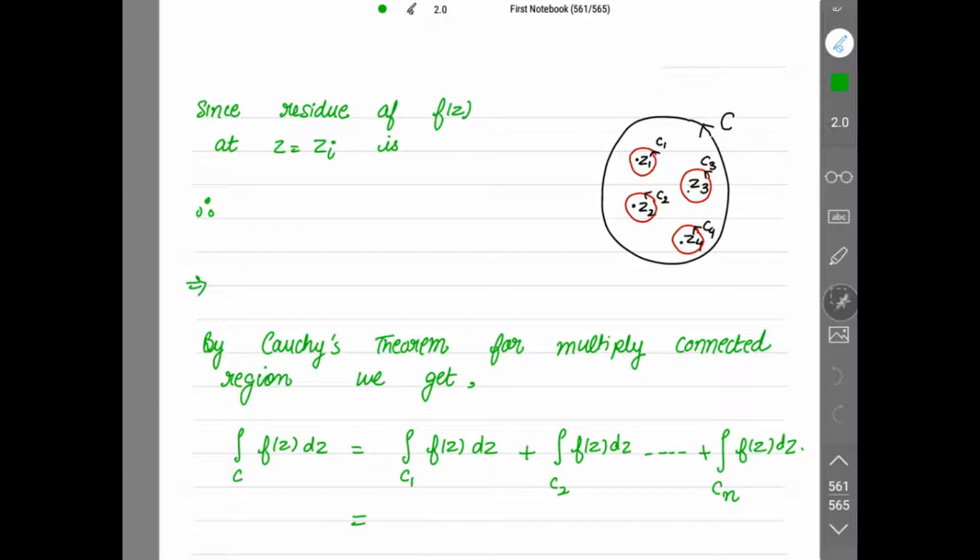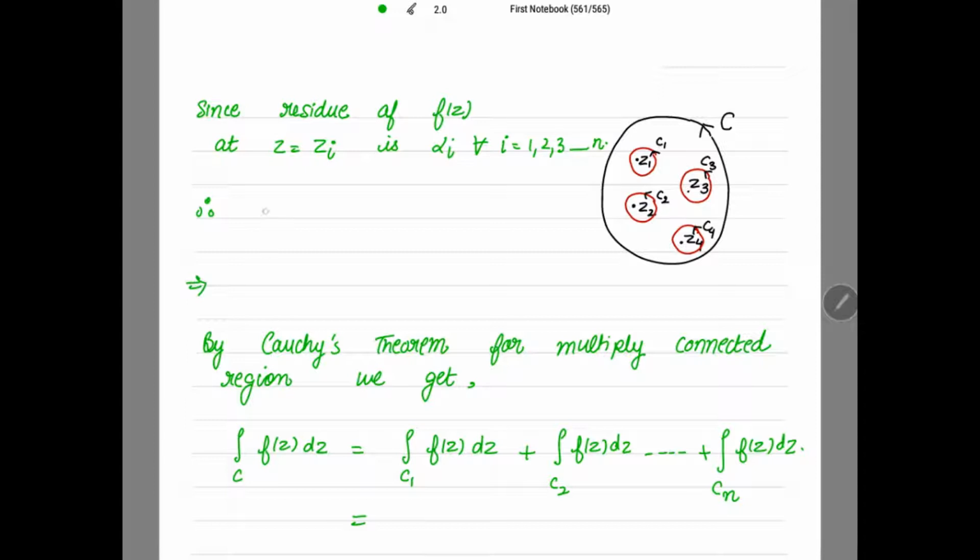Now, since the residue of f(z) at z equal to z1 is alpha 1, for z2 alpha 2, then what is the residue for z equal to zi? It is alpha i. Very good. For all i equal to, this is very important to write, up to n. Fine.